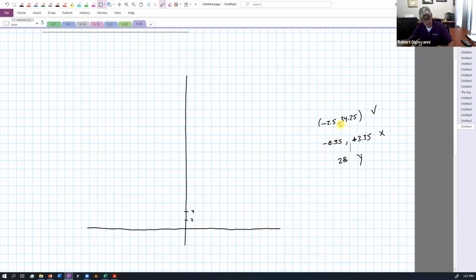So to get my vertex, I've got to go up 34. So 2, 4, 6, 8, 10, 12, 14, 16, 18, 22, 24, 26, 28, 32, 34, 36. So that's 36. Negative 2.5: there's negative 2, there's negative 3. So I'm going to go to the left 2.5, and up about 34.25. I'm just going to ballpark this right around there. That's my vertex.